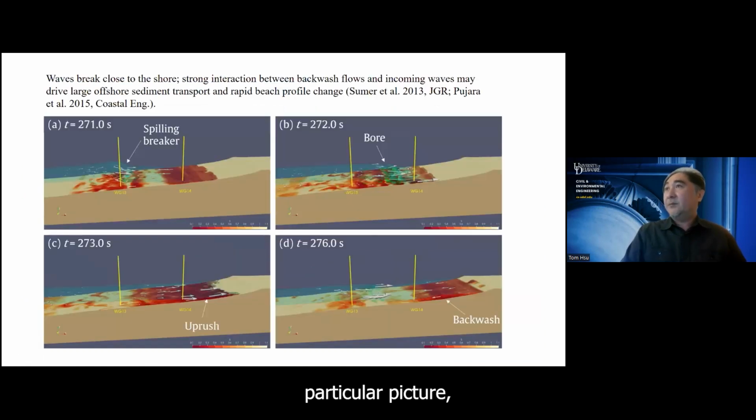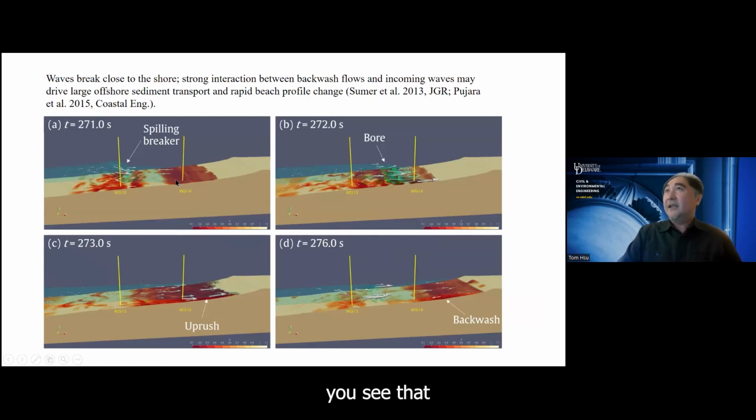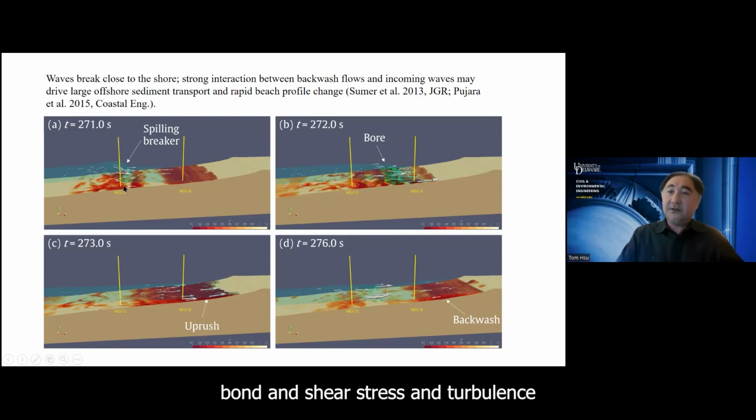And if you look at this particular picture, a zoom in on the swash, you see that in this early part of the storm, the wave actually breaks very close to the shore. And we see a very strong interaction between the backwash of the previous wave and the incoming flow, which generates a lot of very high bottom shear stress and turbulence.